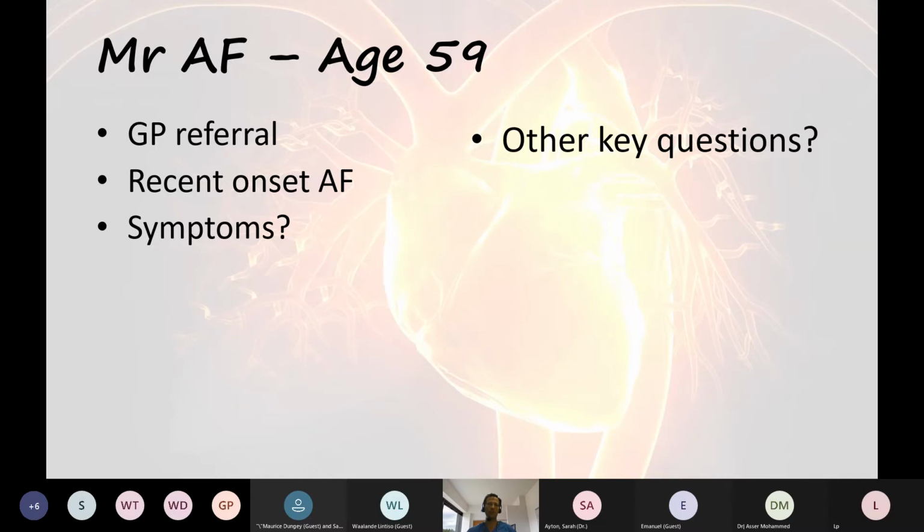So how recent was the onset? The longer you're in atrial fibrillation, the harder it is to get the patient out of it, because while they're in AF, changes are happening in the heart that mean you'll have more atrial fibrillation. So you want to know, was it a week ago? Was it 48 hours ago? Was it 6 months ago? If it's been over a year, then the chances of getting him out of it are very low. So here, for the sake of argument, let's say 3 months ago.